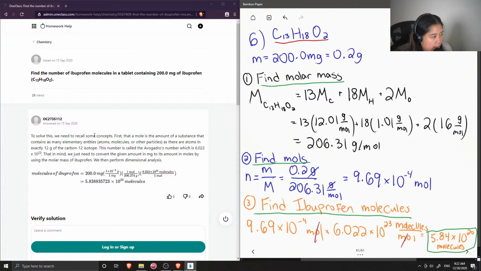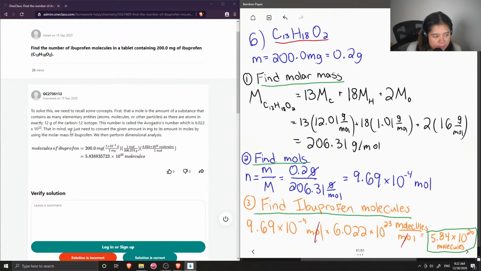Okay, so the junior tutor said that to solve this, we need to recall some concepts. First, that a mole is the amount of a substance that contains as many elementary entities, such as atoms, molecules, or other particles, as there are atoms in exactly 12 grams of the carbon-12 isotope. This number is called Avogadro's number, which is 6.022 times 10 to the 23. That in mind, we just need to convert the given amount in milligrams to its amount in moles by using the molar mass of ibuprofen. Then we perform dimensional analysis.